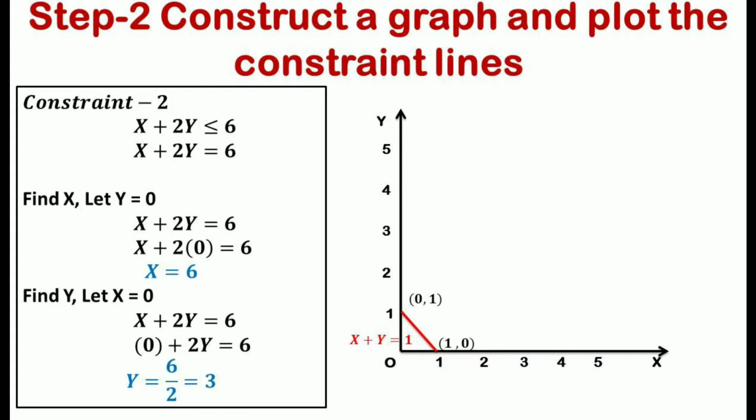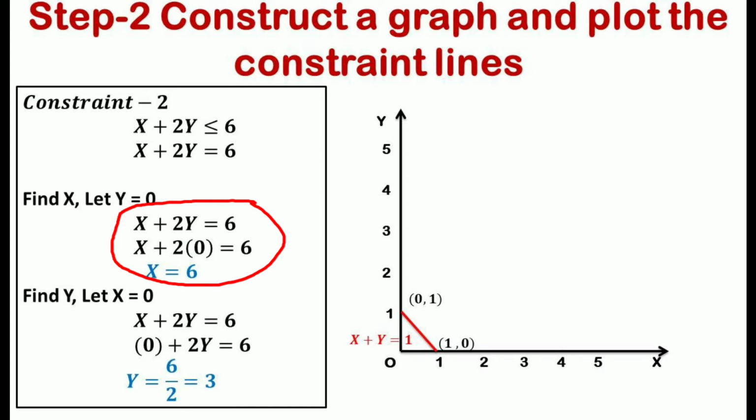Now consider the second constraint, which is x plus 2y less than or equal to 6. By converting the inequality into an equality, this second constraint becomes x plus 2y equals 6. Now we are going to calculate the values of x and y from this equation. By assuming the value of y is equal to 0, we can find the value of x from the given constraint, that is x plus 2y equals 6.